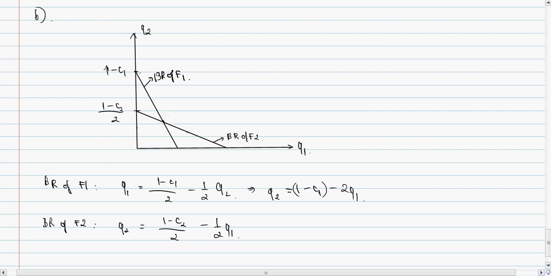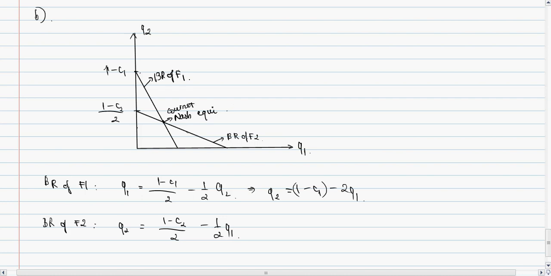So here is the equilibrium where both of the best response functions are cutting each other. So this is called the Cournot-Nash equilibrium.